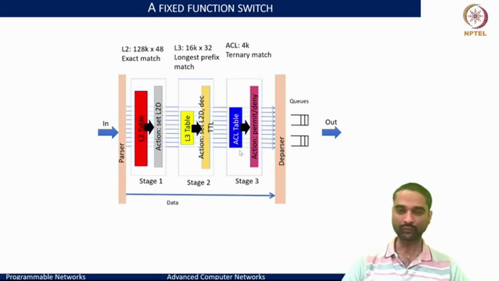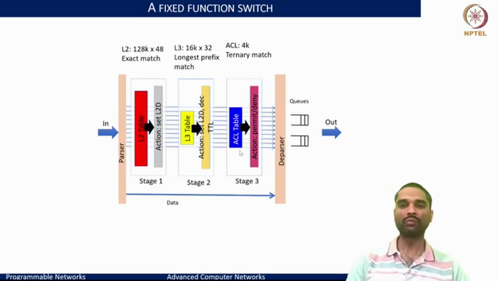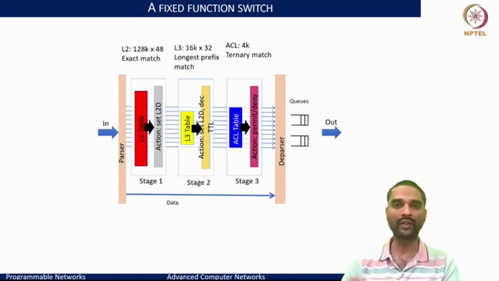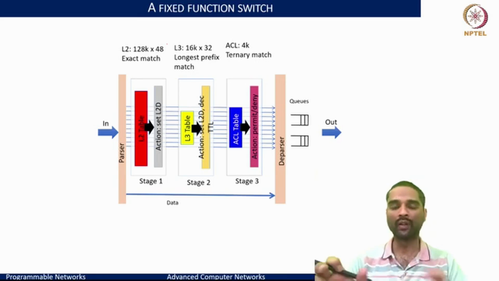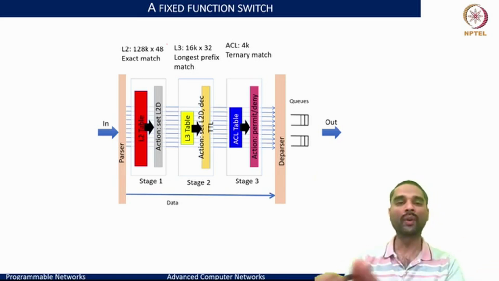And stage 3 could be an ACL table, or access control, where you would want to take specific actions, whether to permit or deny the packet from going forward. And each of these tables could be set with different configurations. So you can see at layer 2, we could set it up as 128K entries, each of 48-bit width. That's exactly the Ethernet MAC ID that we want to match on, or the destination MAC ID that you would want to look up and take decisions.